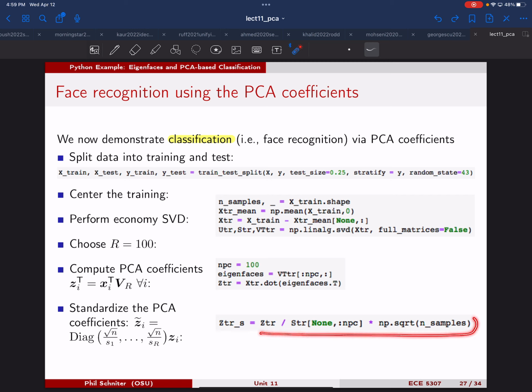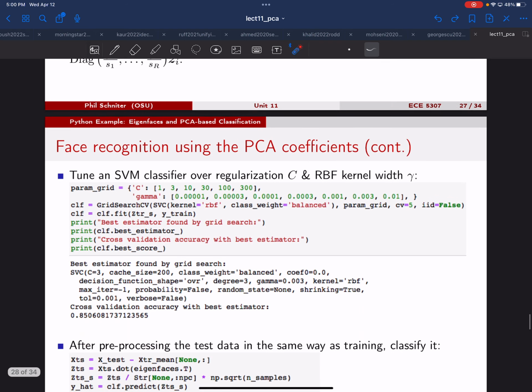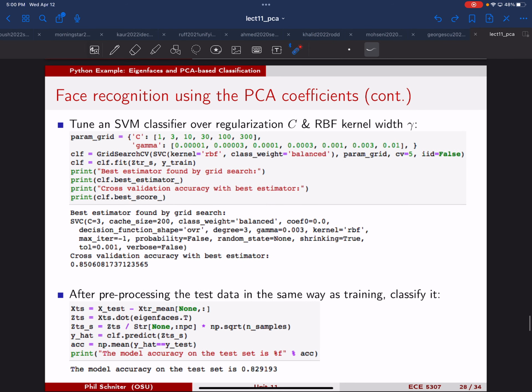And this is the standardization that we said we need to get. If we want our new features to be standardized, we need to divide by the singular value and then multiply by the square root of the number of samples. Okay, so now we have a set of features that are compressed, but they're standardized. So now we can just do SVM.